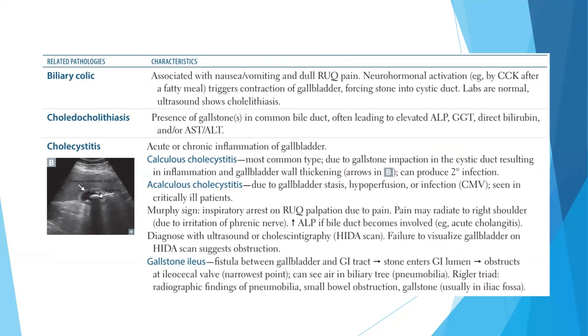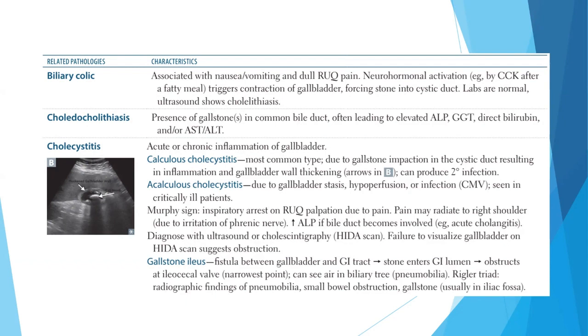So whenever there is stone in the gallbladder, the patient may be asymptomatic before that, but whenever the patient takes fatty food, then due to the cholecystokinin action, the gallbladder contracts. And whenever the gallbladder contracts, it pushes the stones towards the cystic duct, and that leads to the dull right upper quadrant pain, which may be associated with vomiting also. The labs are normal in these cases, but when you do an ultrasound, you can see the gallstones, maybe in the gallbladder or in the cystic duct.